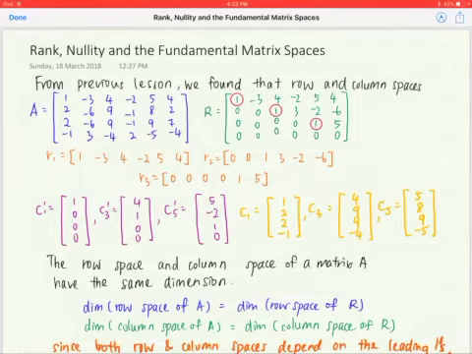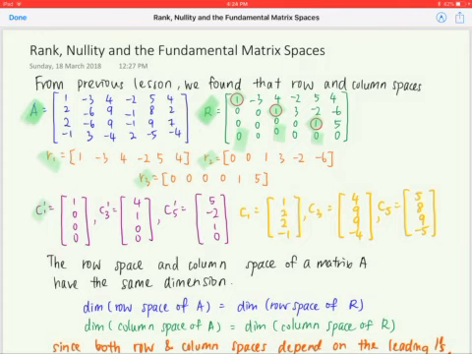From the previous lesson, we found that the row and column space of a particular matrix A, which has been reduced to a row echelon form, can be determined by the leading ones here. We have the leading one in the first row, the second row, and the third row. So R1, R2, and R3 are the bases for the row space. And coincidentally, the corresponding columns are the basis for the column space.